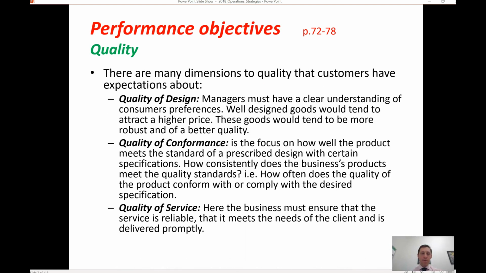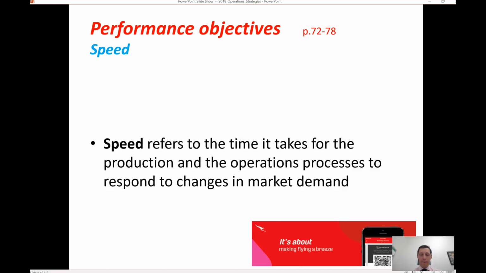There are different dimensions to quality. You've got things like quality of the design, for example a clear understanding of what the consumer wants and how well designed the actual product is. The quality of conformance, so does it conform to the expectations of the customer, and even to what the competitors are providing. And quality of the service as well, so it's not just quality of the product. If it's a business who provides a service, is that service reliable? Is it meeting the needs of the client?